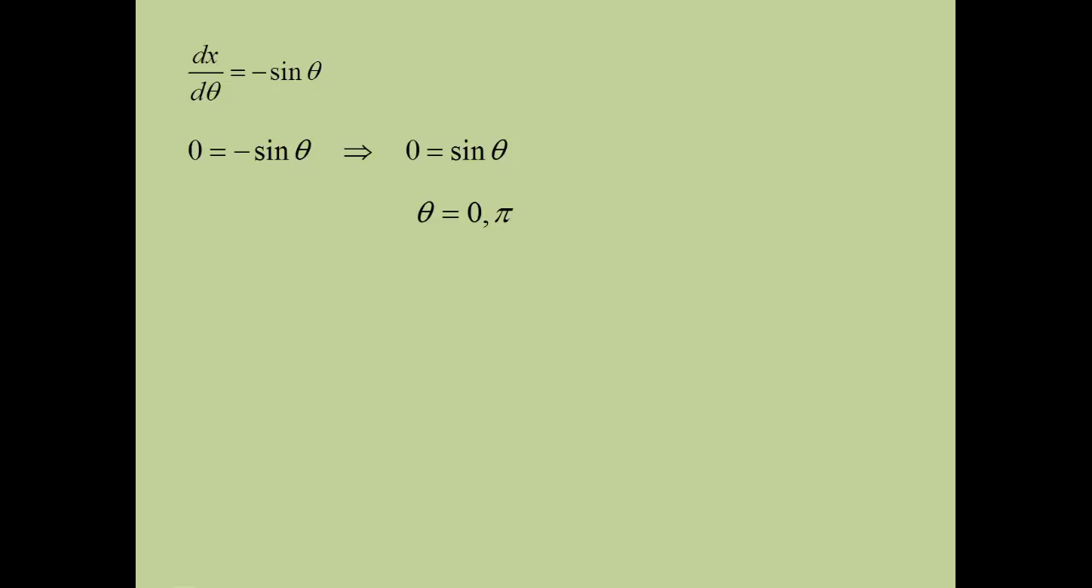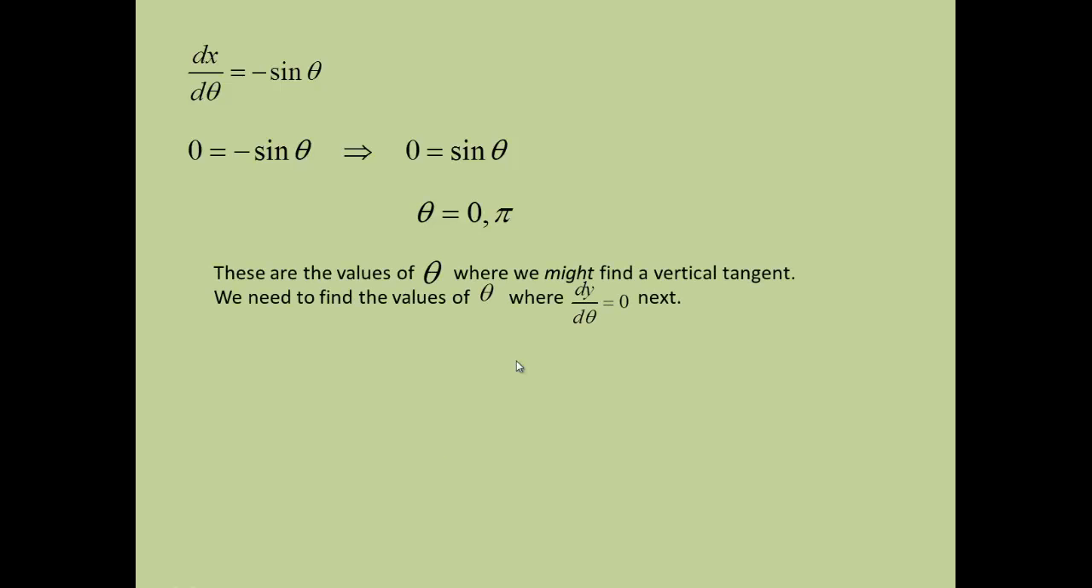Keep in mind, these are values of theta where we might find a vertical tangent. We need to know if these values of theta also make dy/d theta equal 0, because if they do, we don't know what's going on. So one more time, these are the values of theta where we might find a vertical tangent. We need to get the values of theta where dy/d theta equals 0, and that's our next task.